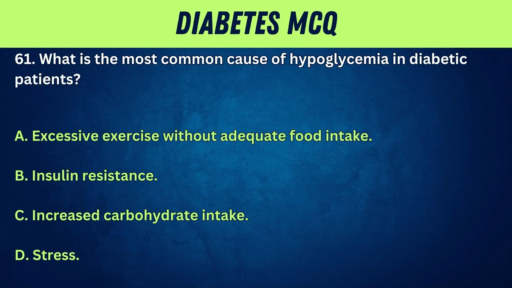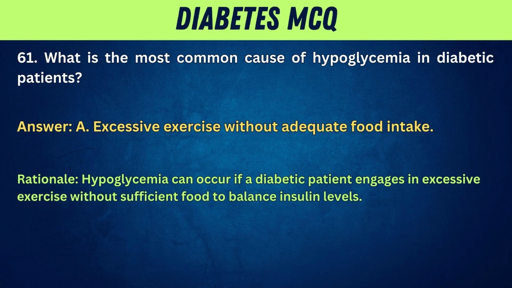61. What is the most common cause of hypoglycemia in diabetic patients? A. Excessive exercise without adequate food intake. B. Insulin resistance. C. Increased carbohydrate intake. D. Stress. Answer: A. Excessive exercise without adequate food intake. Rationale: hypoglycemia can occur if a diabetic patient engages in excessive exercise without sufficient food to balance insulin levels.